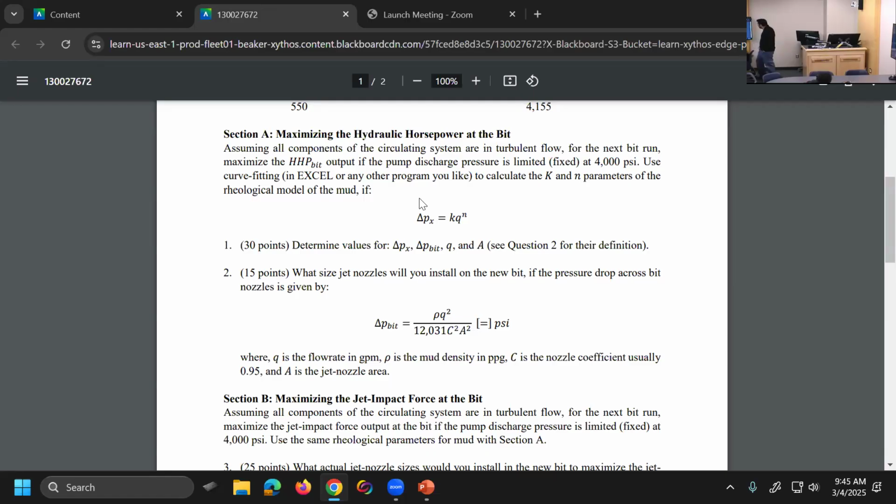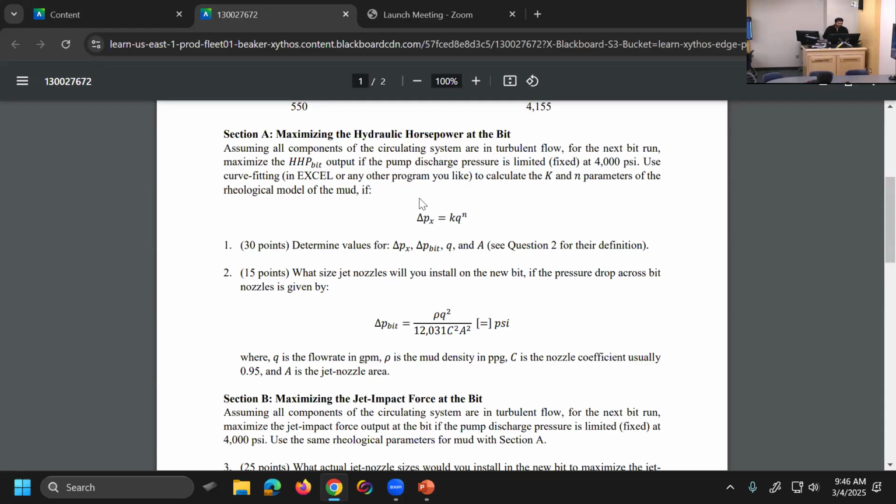Question number 2, for 15 points. What size jet nozzles will you install on the new bit if the pressure drop across the bit nozzles is given by this equation here, which you can also find in the book, where Q is the flow rate in GPM, gallons per minute, rho is the mass density in ppg, C is the nozzle coefficient, usually 0.95, and A is the jet nozzle area.